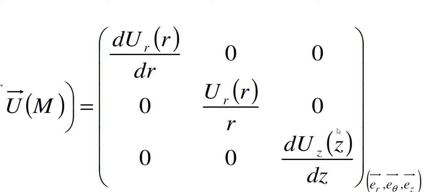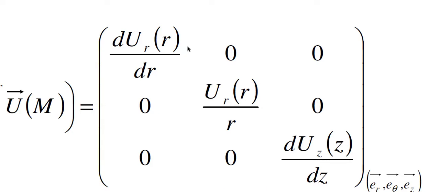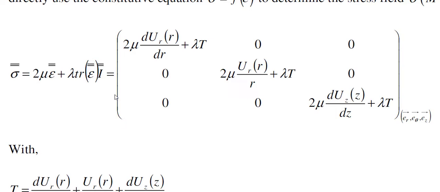Of course, this linearized deformation tensor epsilon is defined at the considered point M, so r here and z here represent the radial position and the longitudinal position of the considered point M. Knowing the form of the linearized deformation tensor epsilon, we can determine the form of the stress tensor using this constitutive equation relating the stress to the deformation fields.